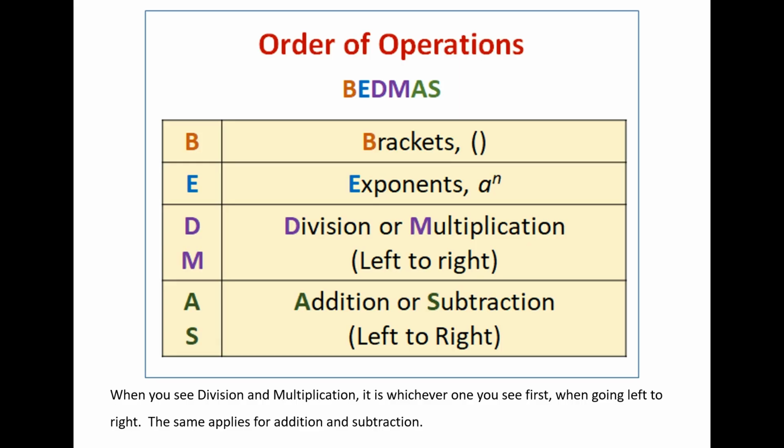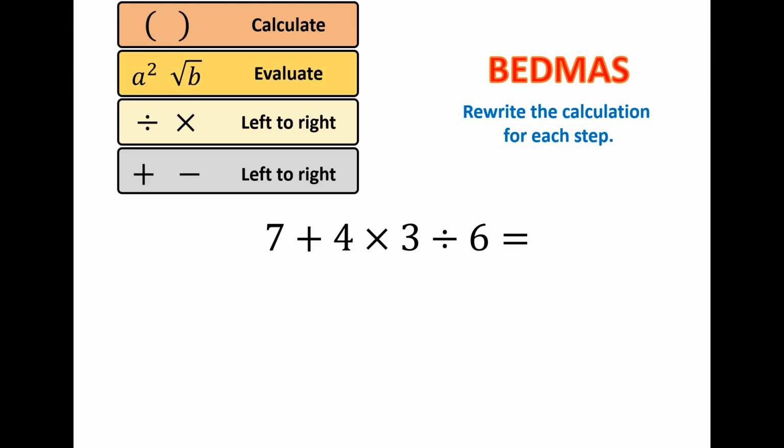And then the last bit would be addition or subtraction. Those would be the last things you solve for, addition or subtraction from left to right, depending on which one comes first, after you've solved all of the above. So let's go over an example to see if we truly understand it.